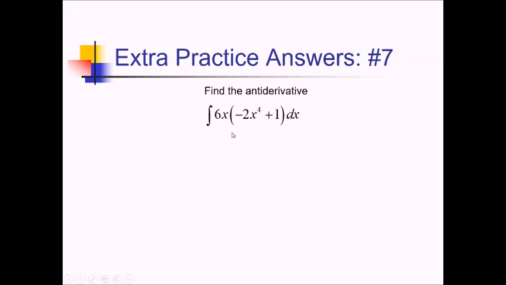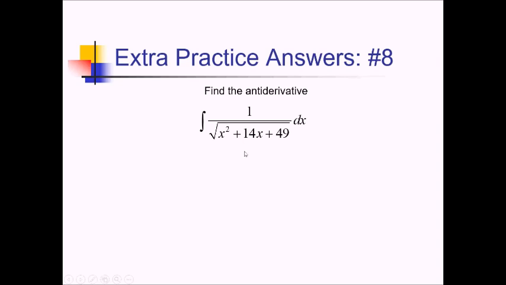To take the antiderivative on this one, the easiest way to do it is to just distribute this 6x and use the reverse power rule. So we're going to have negative 12x to the 5th plus 6x. And now going left to right here, this first exponent bumps up to a 6. Dividing by that, we have negative 2x to the 6th. And then this next exponent's going to be a 2. Dividing by that, we have plus 3x squared, and then plus c.